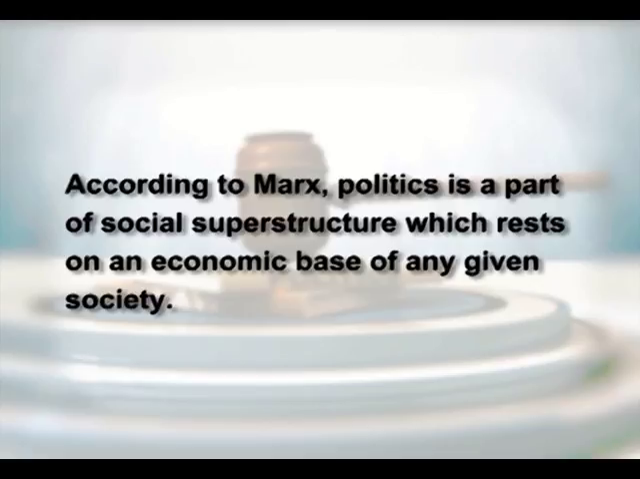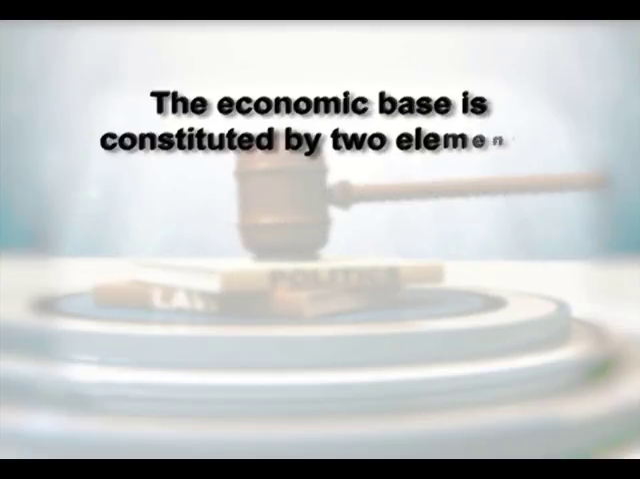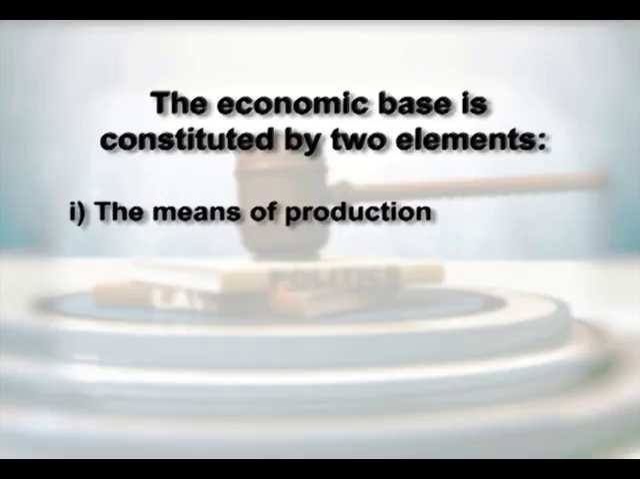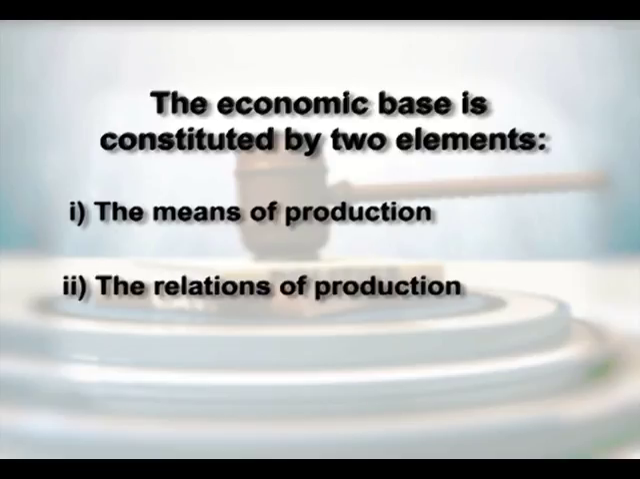And that economic base was constituted by two elements: the means of production, how things are produced, what things are produced, what are the modalities of producing, and also the relations of production, that is, social relations which grew out of economic relations. So it's a completely economic base on which rises the social superstructure, and politics is a part of the social superstructure. In that sense, understanding of politics depends first on understanding of the nature of the economic base.